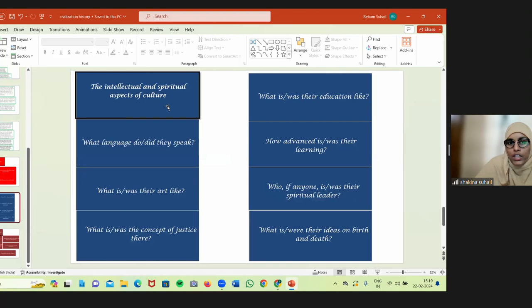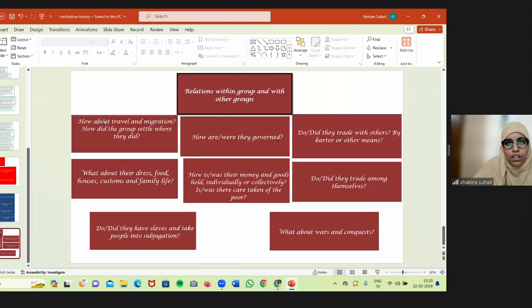Then the intellectual and spiritual aspects of culture. What language do or did they speak? What is or was their art like? What is or was the concept of justice there? What was their education like? How advanced is or was their learning? Who, if anyone, is or was their spiritual leader? What are or were their ideas on birth and death?